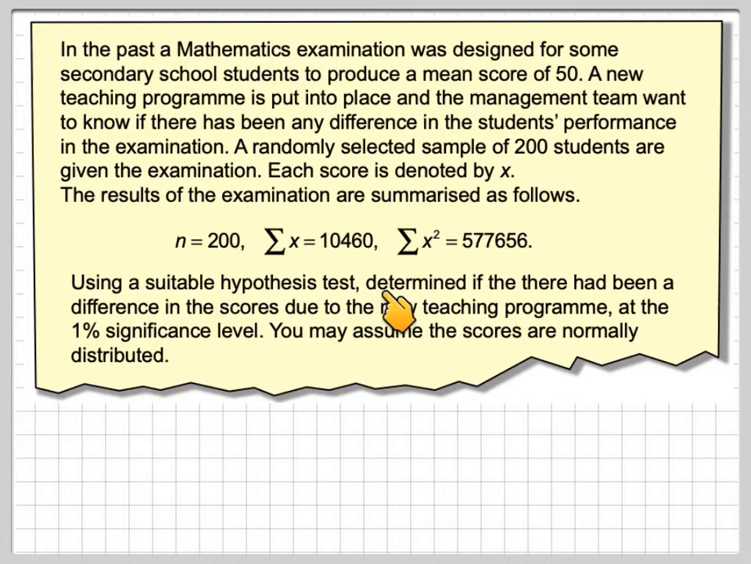577,656. Using a suitable hypothesis test, determine if there's been a difference in the scores due to the new teaching program at the 1% significance level. You may assume the scores are normally distributed.